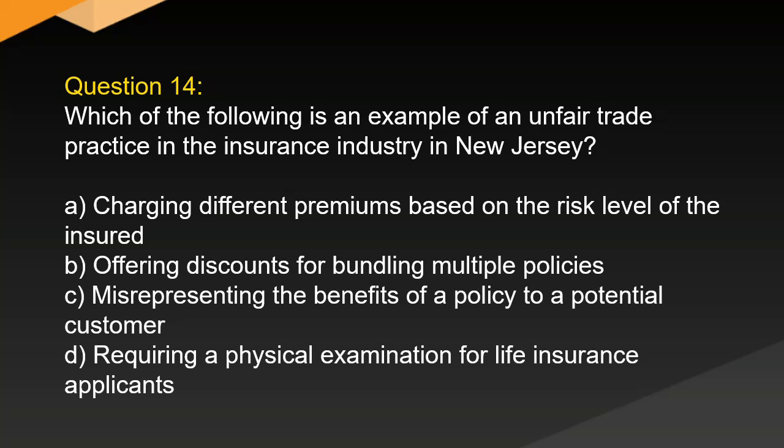Question 14. Which of the following is an example of an unfair trade practice in the insurance industry in New Jersey? A. Charging different premiums based on the risk level of the insured. B. Offering discounts for bundling multiple policies. C. Misrepresenting the benefits of a policy to a potential customer. D. Requiring a physical examination for life insurance applicants.